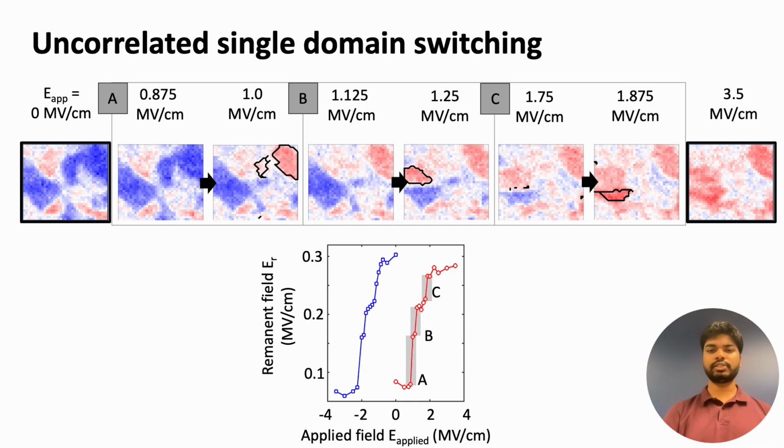Taken together, these three regions span almost 1 megavolt per centimeter in coercive field, and each of them switches in a single abrupt step. This is what we mean by uncorrelated single domain switching. We also see this in the reverse direction when a negative electric field is applied. The smooth macroscopic loop that we typically measure in a lab is simply a sum of these many sharp independent switching events with a distribution of coercive fields.